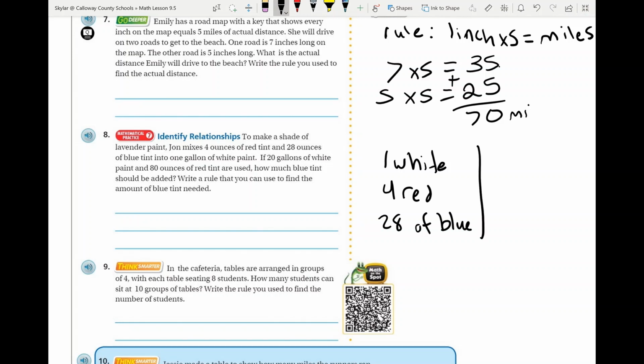Let's see what we've got for the second time. It says 20 gallons of white. And 80 red. So how much blue? So now we just need to see what our pattern is to get from red to blue. So what do you have to do to a 4 to get to a 28? That's right. You multiply by 7. So we'll just continue our pattern. We'll multiply 80 by 7 and we'll get 560 blue.